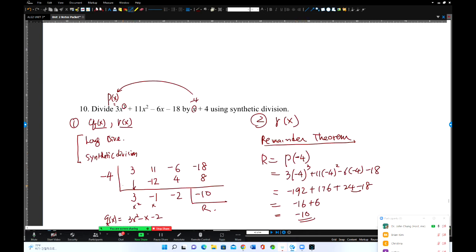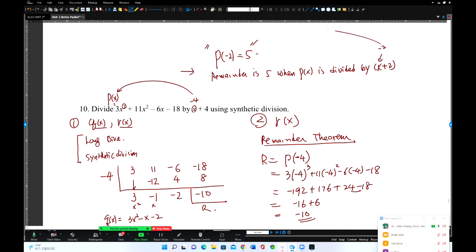So what is the remainder theorem? If we have P of a number, I'm going to use some number, P of negative 2 equals 5, what does that mean? The remainder is 5. Just translate it this way: when P of x is divided by x plus 2, because the x value is negative 2 from here, the remainder is 5. That is the remainder theorem. Don't forget this one.